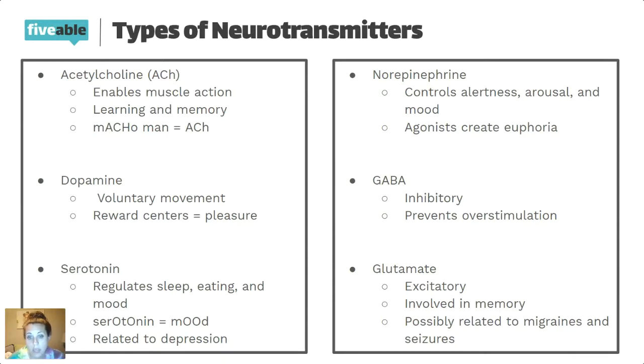And then glutamate is an excitatory neuron. It's involved in memory, and the biggest thing with glutamate is it might be linked to migraines and seizures. So if you think about it, it's an excitatory neuron. It makes things happen. It's go, go, go. But if you have too much go, go, go happening in your brain, it might make sense why you'd have a migraine or even a seizure, because there's so much firing. If it's out of control or if it's not functioning properly, it could cause a migraine or a seizure or things like that. So those are the 6 main neurotransmitters that you need to know for AP Psych.